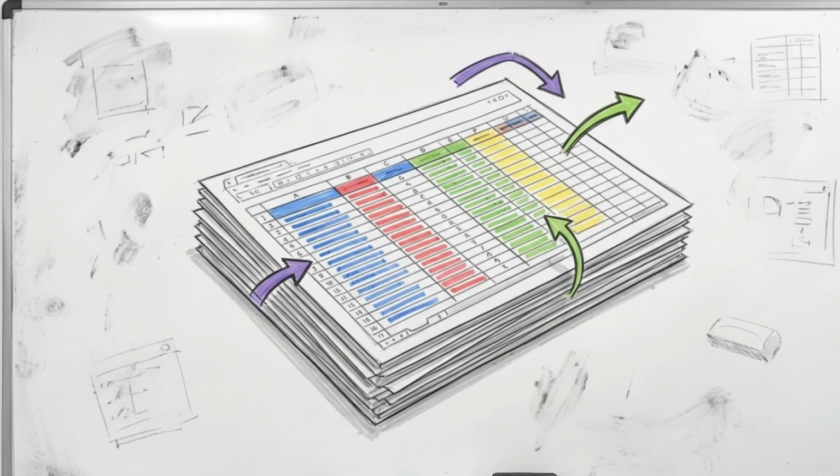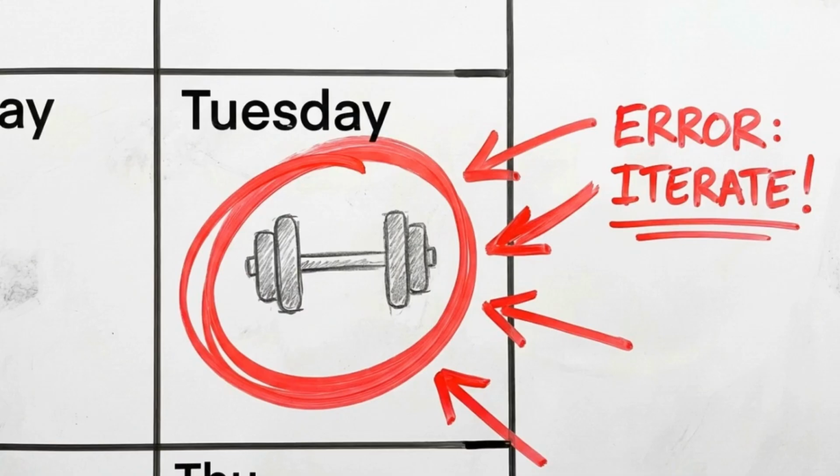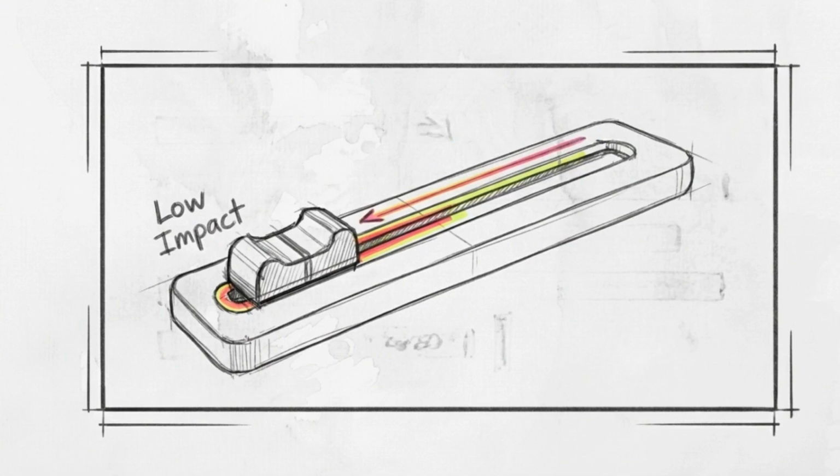Even with a clear table, the first result is often a rough draft. Step 5 is iteration. If one part of the output doesn't fit, like a workout that seems too intense for a Tuesday, ask a follow-up question to adjust that specific detail.